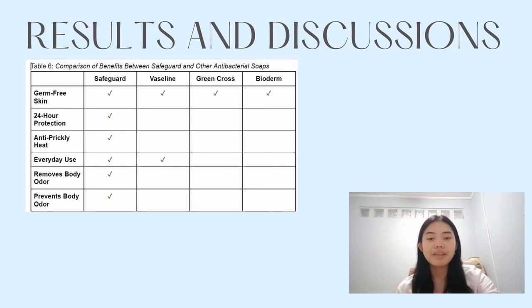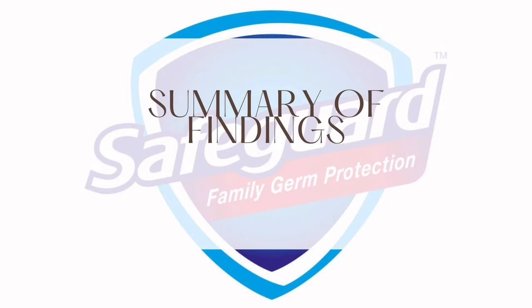Table 6 shows the benefits of Safeguard and its direct competitors, Vaseline, Green Cross, and Bioderm. The aforementioned brands are all antibacterial soaps. The brands are compared by the benefits they offer aside from having antibacterial properties. As seen on the table, all soap brands have germ-free skin properties. In terms of 24-hour protection, anti-prickly heat, and preventing and removing body odor, only Safeguard possesses these qualities. Lastly, as for everyday usage, Safeguard and Vaseline are safe for the skin.